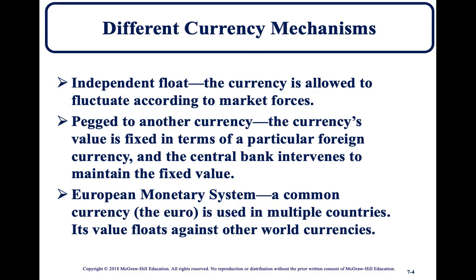So we can pretty much segregate these types of currencies, or how they assess the value of the currency, into three groups. We have the independent float, so the currency is allowed to fluctuate according to market forces. Or it could be pegged to another country, usually the United States. So there are still countries that peg the value of their currency to the US dollar. And then the third group is the European monetary system, or the euro. So we have countries in Europe who are using one currency, the euro, and that's our third group.